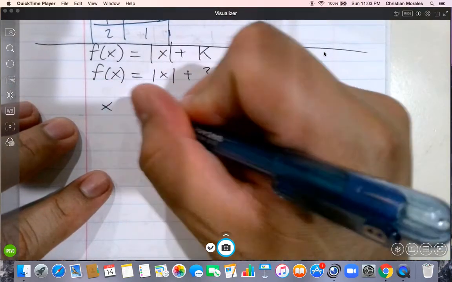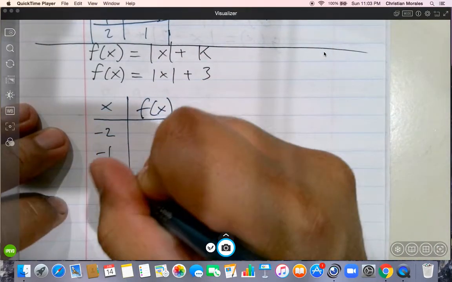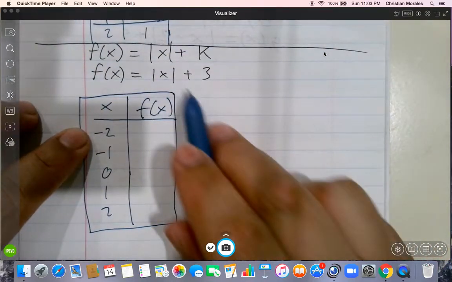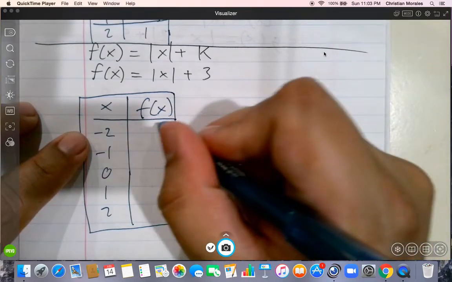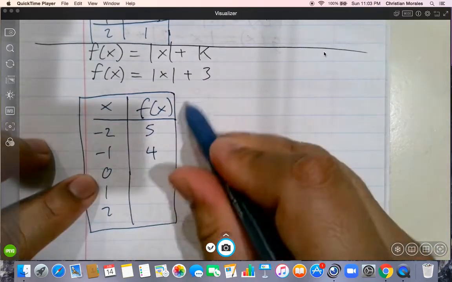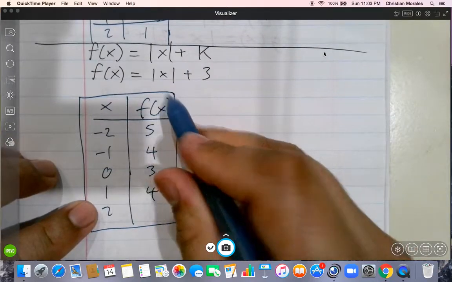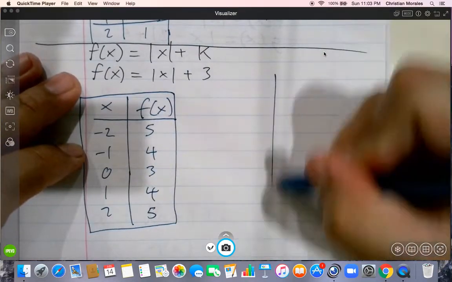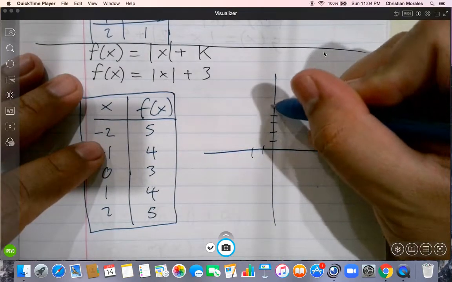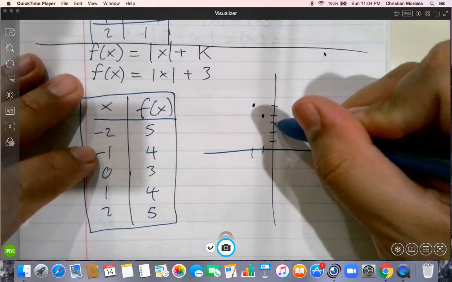Well, again, let's make a table. Make it a little bit bigger this time. -2 becomes +2, plus 3 is 5. -1 makes it 1, plus 3 is 4. 0 is 3. 1 is 4. 2 is 5. Now, I graph this one. 1, 2, 3, 4, 5. There. There. There.